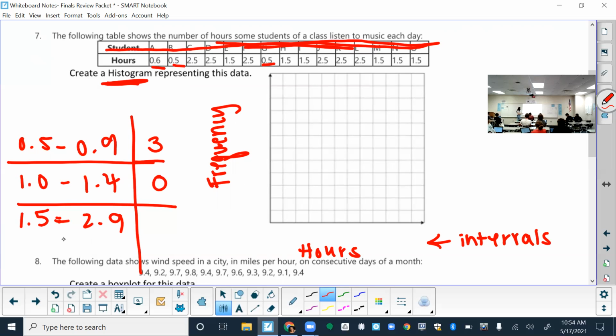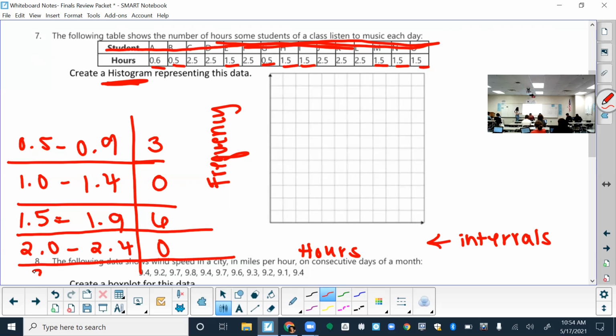How many times do we have something from 1.5 to 1.9? Sorry, I said 2.9 before, it should be 1.9. All right, I counted 6 as well. We still need another interval because that doesn't cover all of them. So 2.0 to 2.4. Nothing, right? One more interval. 2.5 to 2.9. Have 1, 2, 3, 4, 5, 6.